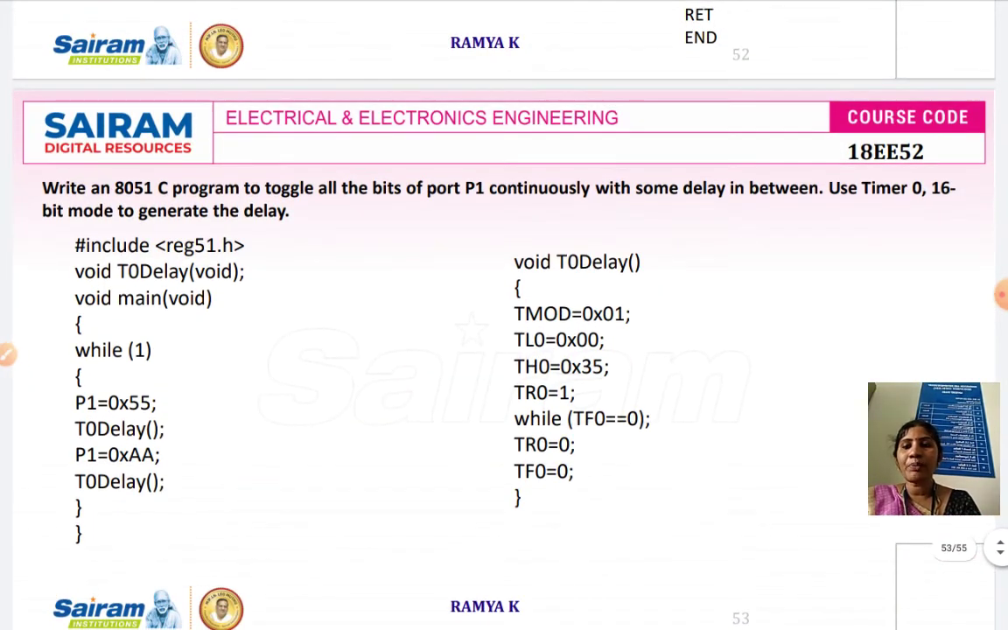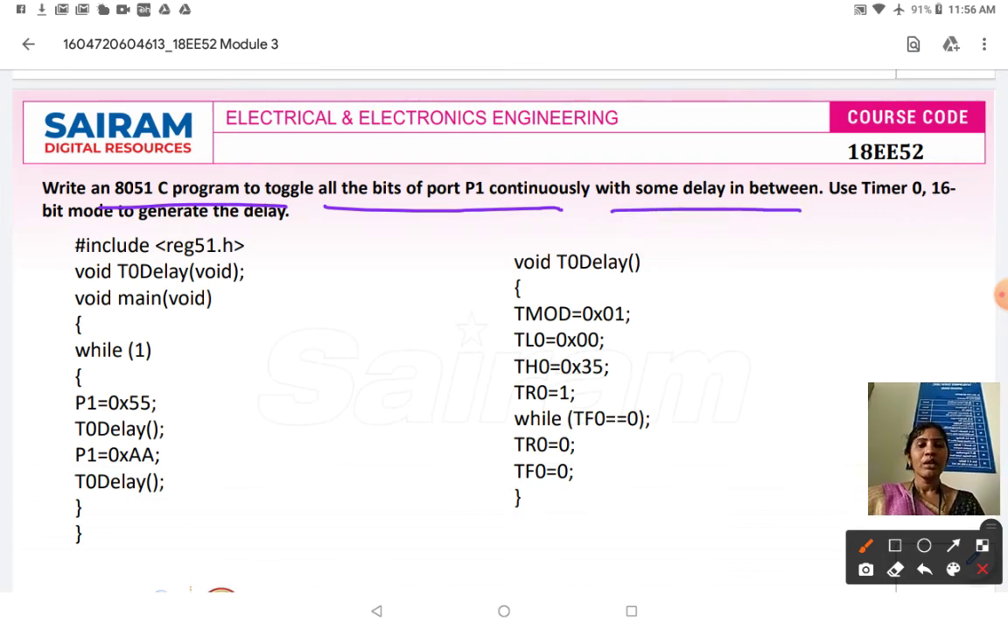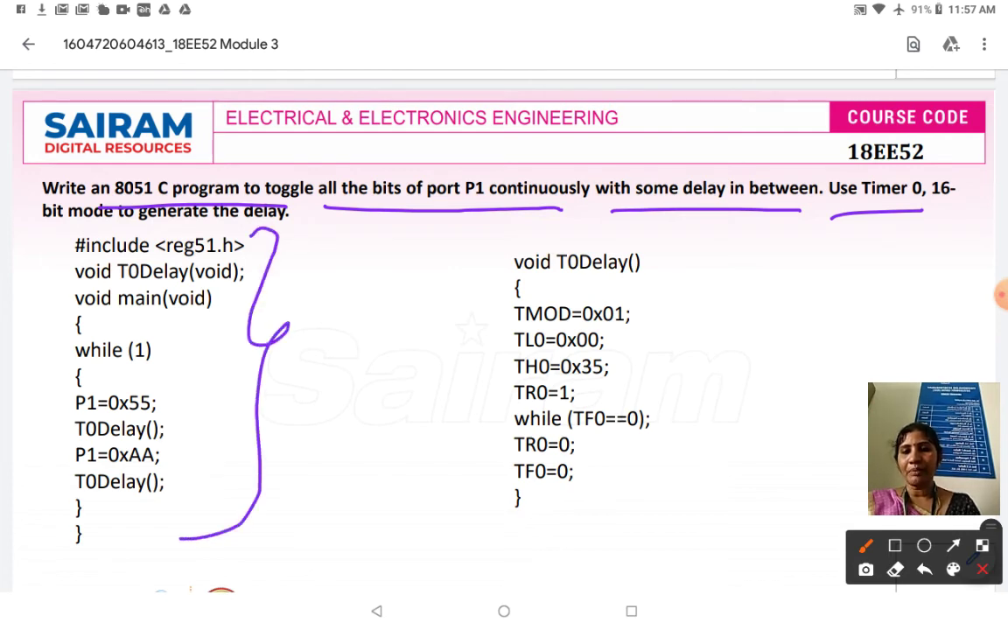One C program I will show. Write an 8051 C program to toggle all the bits of port 1 continuously with some time delay. Previously we have written a time delay using simple loop functions. Here we have to use the timer to generate the time delay. We can use timer 0 in mode 1 operation. This particular part of the program is going to be the same.